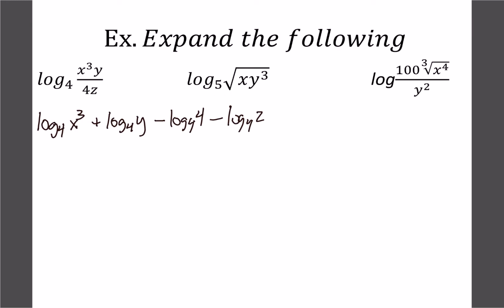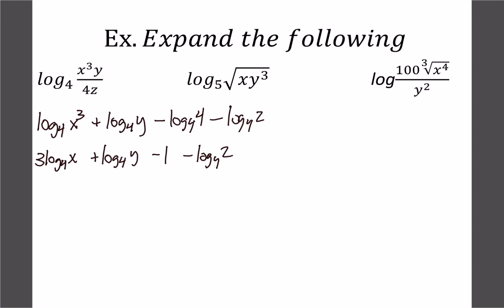We could do a little bit more simplifying. We can use that exponent rule. So the first one could be written as 3 log 4 of x, and the rest would basically stay the same. Log 4 of y. Log 4 of 4 we know is just 1. And we have log 4 of z. That's about all we can do. We're not really making anything easier. It's just using the rules to help us split these up a little bit.